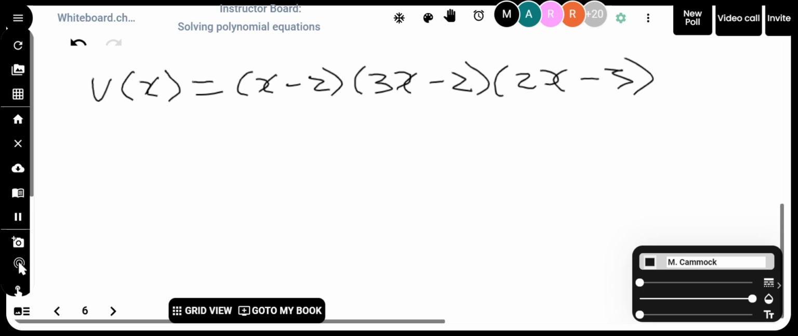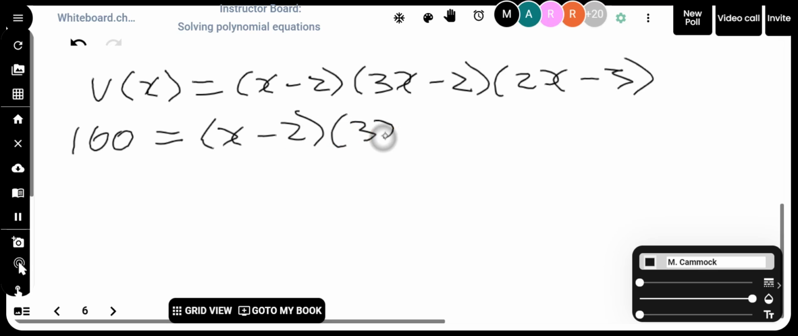So that's exactly what we're going to do. So I'm going to say that 100 is equal to x minus 2, 3x minus 2, and 2x minus 3. So here's my question for you. 100 in place of the v of x. Thank you, Harish. Good. Here's my question for you now. You said trial and error, and I agree. Where do we start? What numbers do you think we should start to test out?